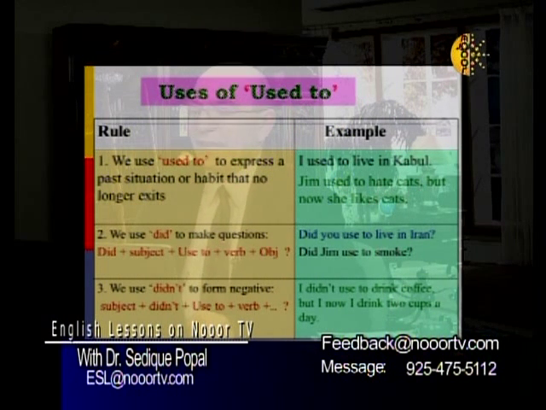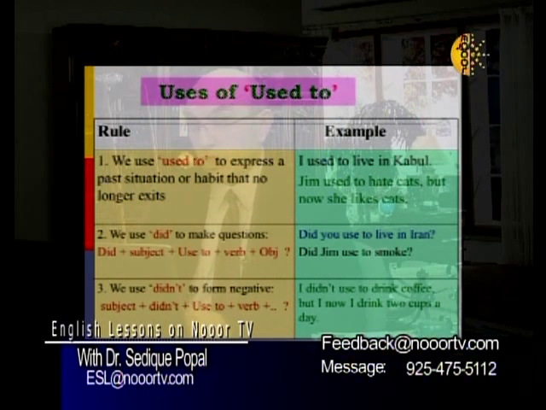Jim used to hate cats, but now she likes cats. It should be he likes cats. Jim is the name of a man, so it should be he. That's my mistake, sorry. Jim used to hate cats. So in the past, he didn't like cats, but now he likes them. So something that was true in the past is not true now.